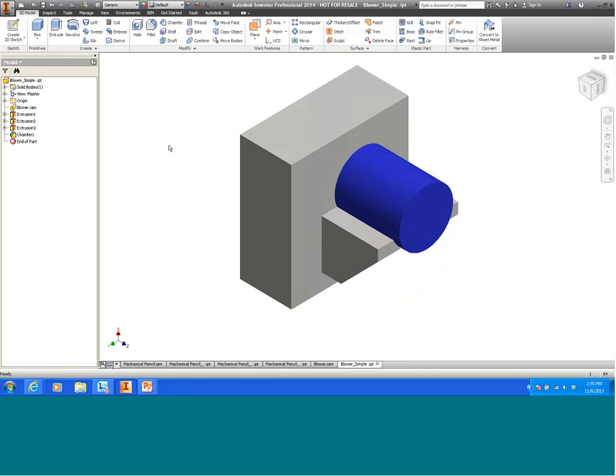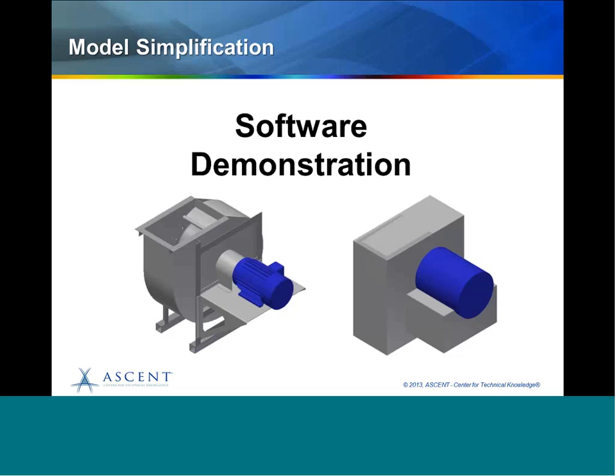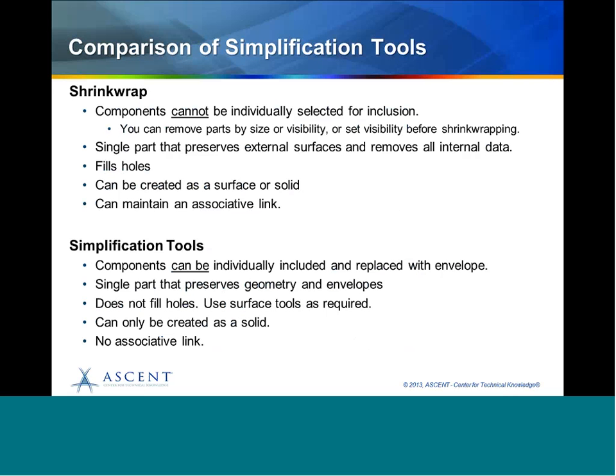Okay. So that's what I wanted to show you in terms of the demonstration. Now I just wanted to do a quick comparison. So I've talked to you about Shrinkwrap. I've talked to you about simplification tools. Let's just do a quick high-level review. So Shrinkwrap, you cannot individually select components for inclusion. You can remove parts by size visibility percentage, which is definitely really great in some situations, but it might involve a little bit of work to understand what that percentage is that you need, a little bit of trial and error. Or you can then set the visibility or suppression state of components prior to shrink wrapping.